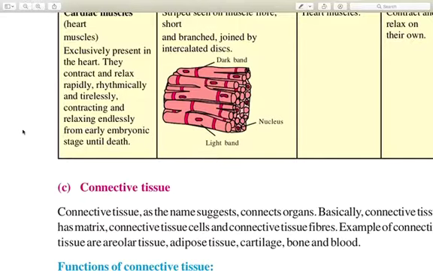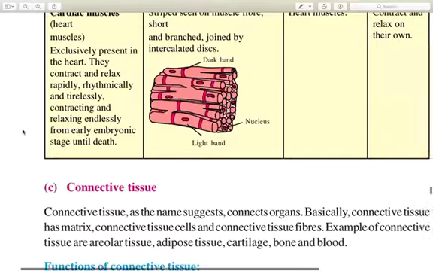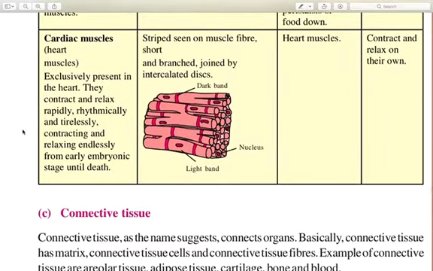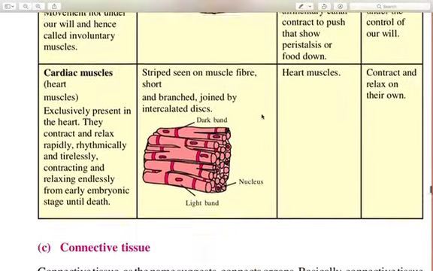Okay, and tirelessly they contract and relax endlessly, from the embryonic stage till death. When the embryo is formed, when the baby fetus is inside, till that stage, and till we die. So tirelessly they contract and relax. So what is their nature?